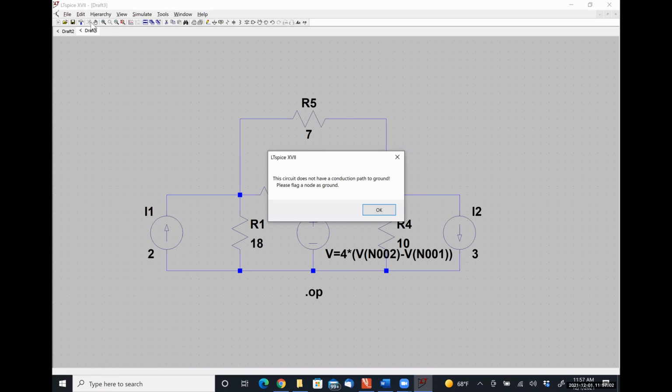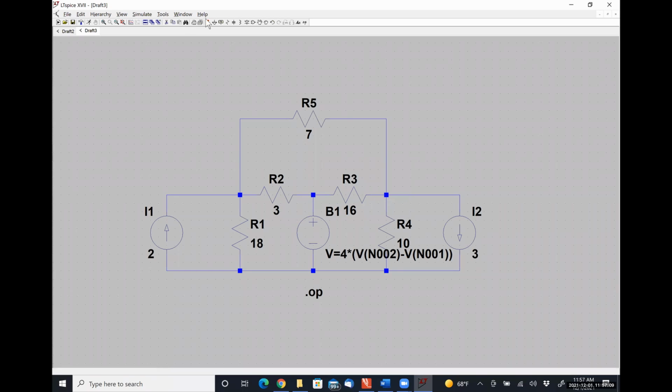There it goes. This circuit does not have a conduction path to ground. Please flag a node as ground. So let's put ground as this bottom node here, how we looked at the circuit earlier, or how we analyzed the circuit earlier.